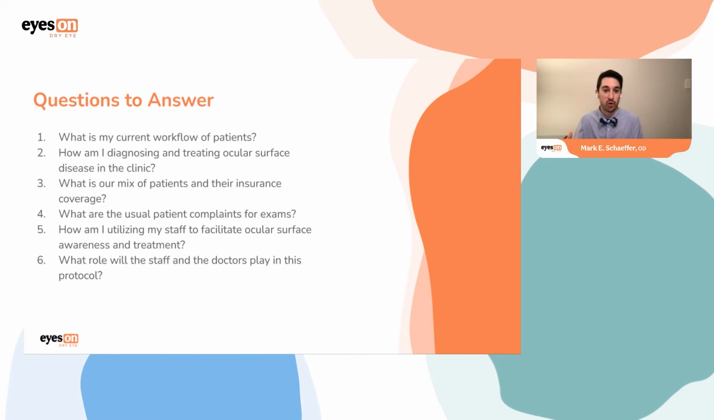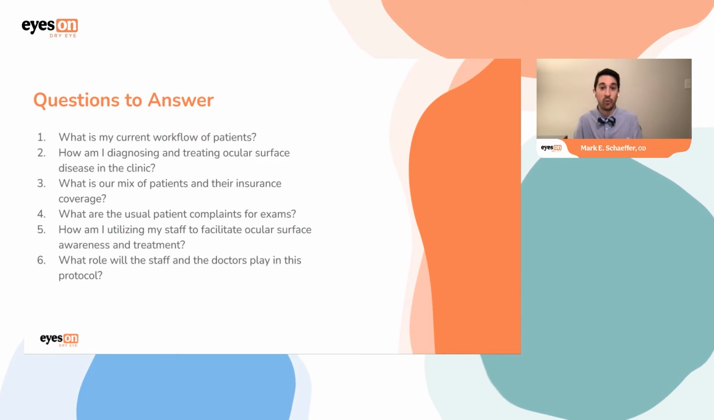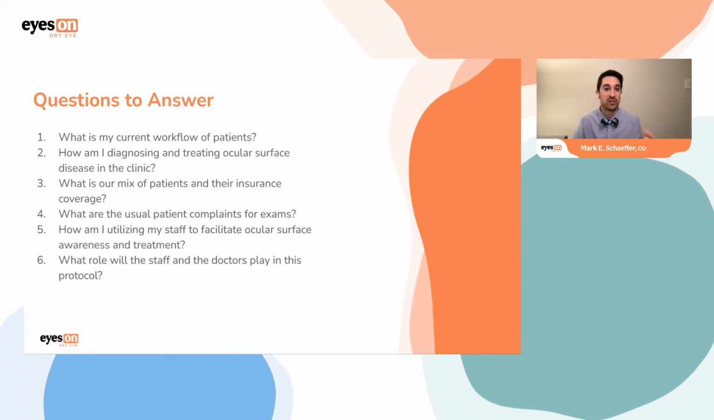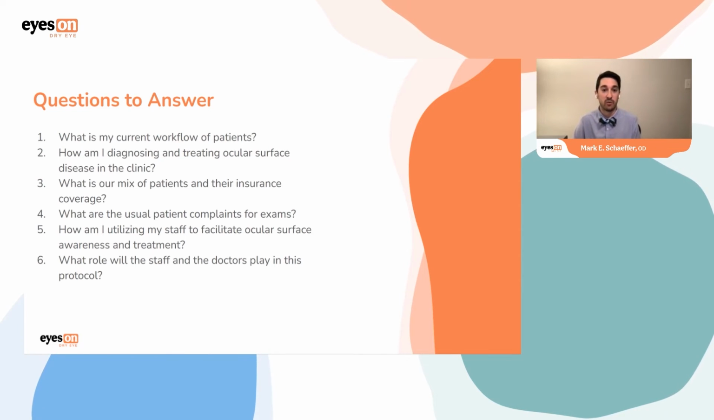So what is the current workflow of our patients, not only in comprehensive eye exams, which is how we can convert them into dry eye patients, but what's the current workflow of somebody who calls in saying, my eyes have been bothering me for 2 to 4 weeks, my eyes are itchy, gritty, scratchy, and you need to bring them in and you think they're a good candidate for a dry eye workup. All of those matter, right?